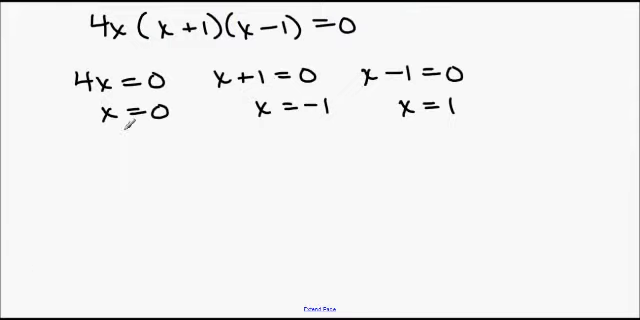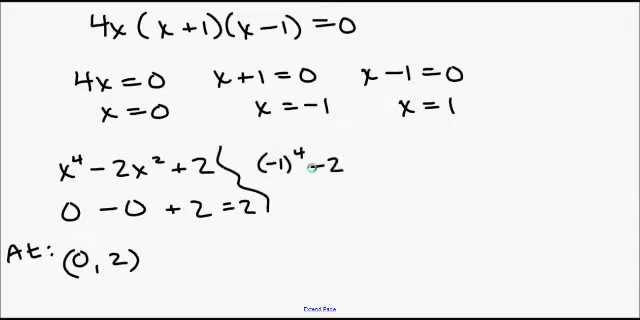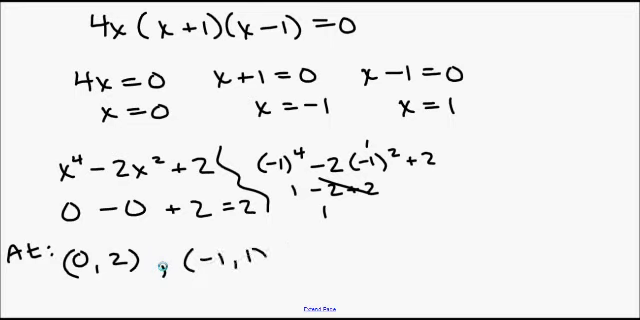function. If I plug in 0 to x to the fourth minus 2x squared plus 2, I'll have 0 minus 0 plus 2, so that's a 2. So at (0, 2), that's 1. And then for this one, I'll have negative 1 to the fourth minus 2 times negative 1 squared plus 2. So this is 1 minus 2 plus 2. So that's a 1. So I have another one at (negative 1, 1).